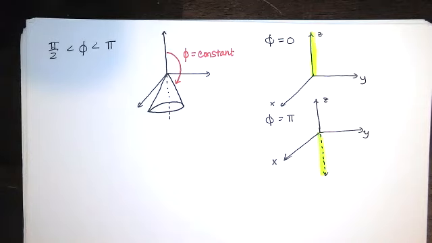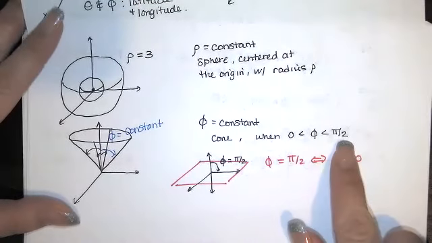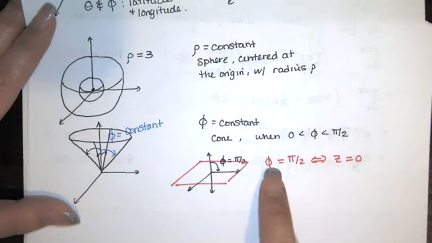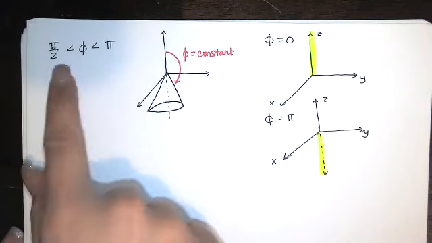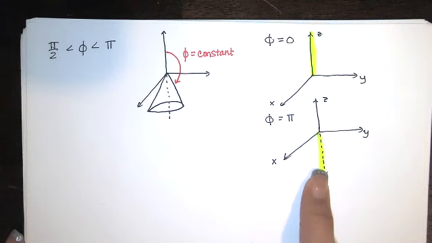But generally, phi equals constant is going to give you a cone. So if the angle is between 0 and pi over 2, we get a cone up here. If phi is equal to pi over 2, that's just the xy plane. If phi is greater than pi over 2, but between 0 and pi, we get a cone down here. And if phi equals pi, we're over here.